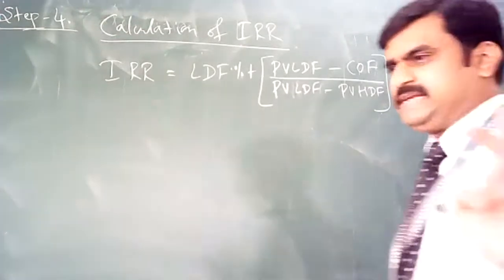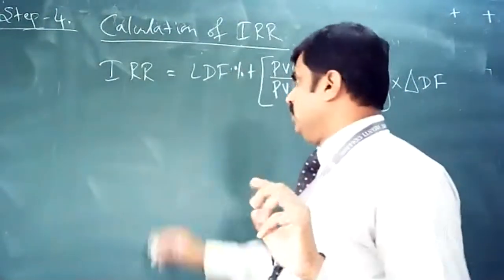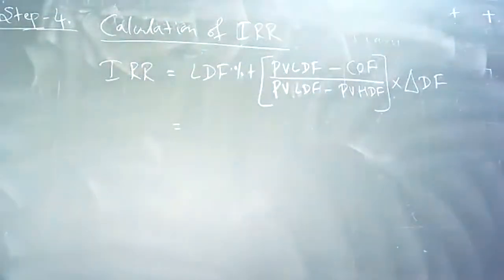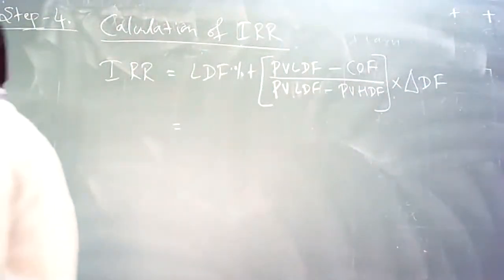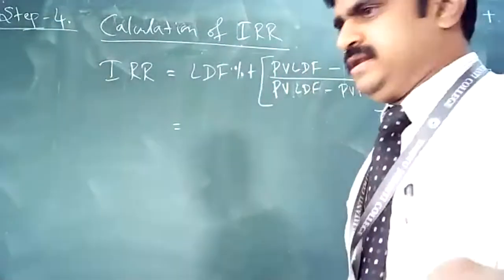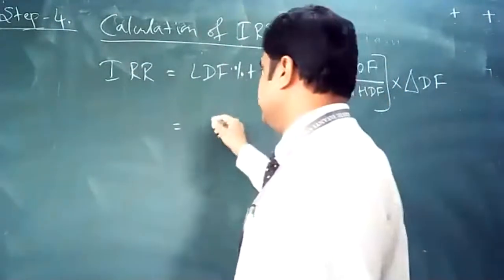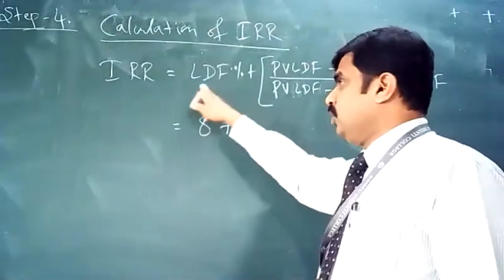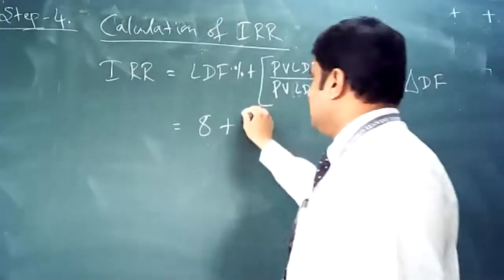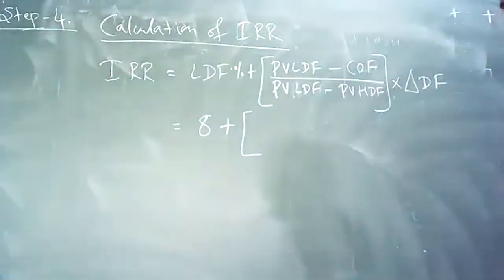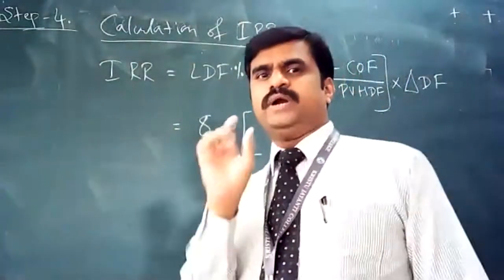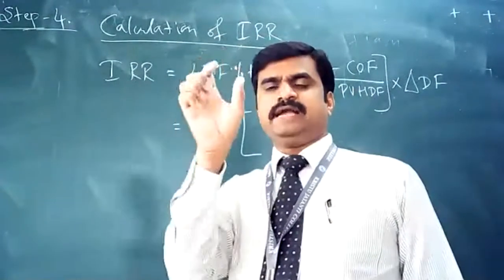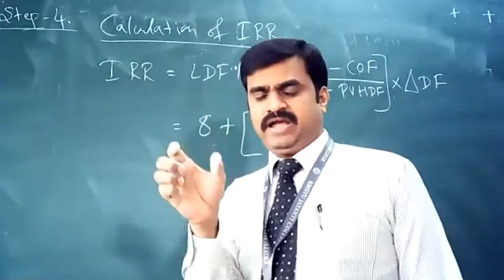So we have taken two factors, right? One LDF, one HDF. How much did we take for LDF? 8%. You write the percentage only here. Don't convert to decimal, so 8 you will write. LDF we took 8%, and HDF 10%. PV LDF is nothing but the present value at the lower discount factor, from the table calculation we just did at 8%.